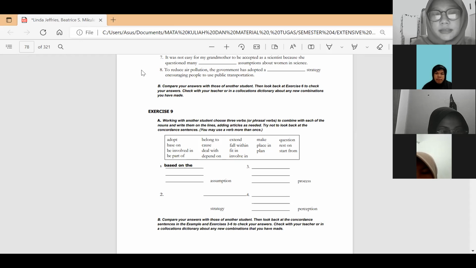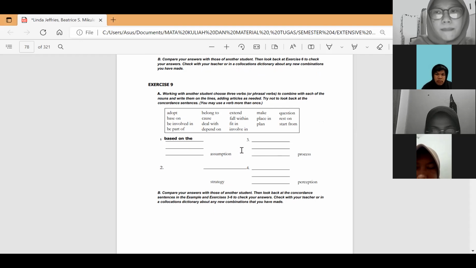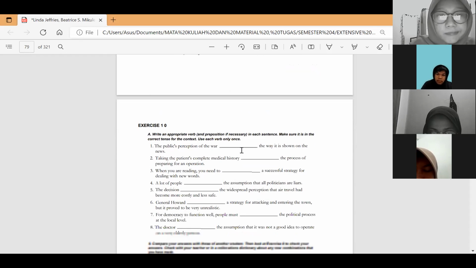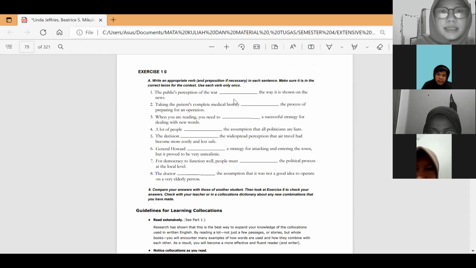For Venny and Septiara, is it finished? I think so, yeah. All right, thank you so much. Good job, Venny and Septiara. So we are going to move into the last exercise, which is exercise 10. For exercise 10, write an appropriate verb and preposition if necessary in each sentence. Make sure it is in the correct form.